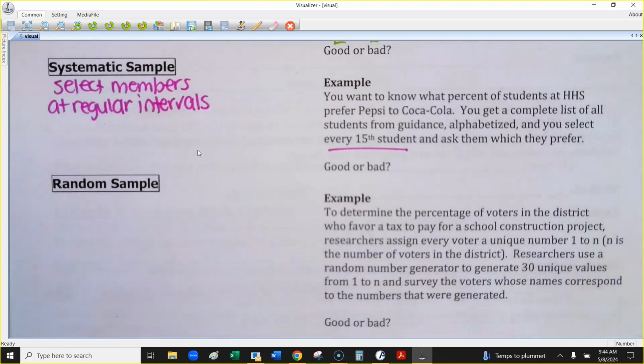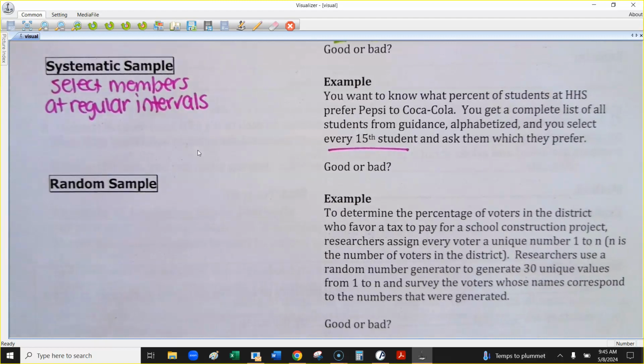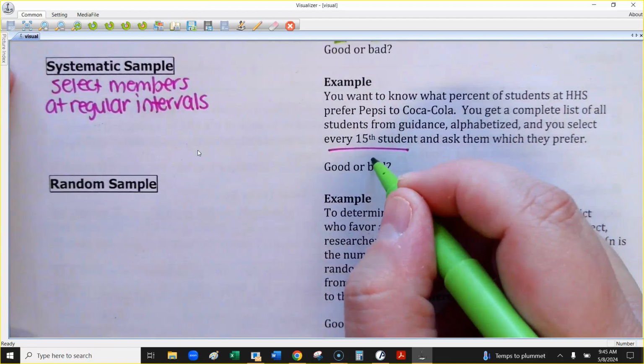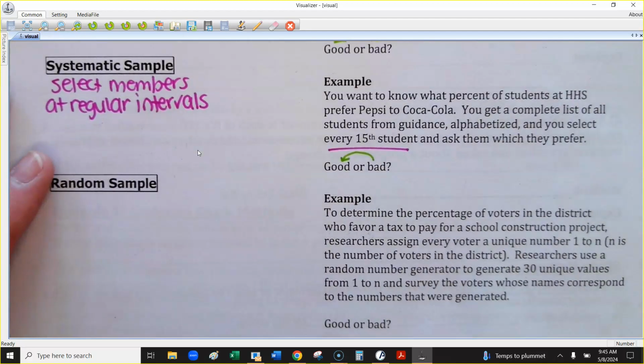So if you see something like, we ask every 5th person, or in this case, you select every 15th or every 10th, it's at regular intervals you are asking people. Do you think this is decent? In general, this one tends to be more of a good way to do your sample. You could argue it's bad as well. It just depends. More information is needed, but this could be a pretty good way to collect data. This is usually pretty reliable.